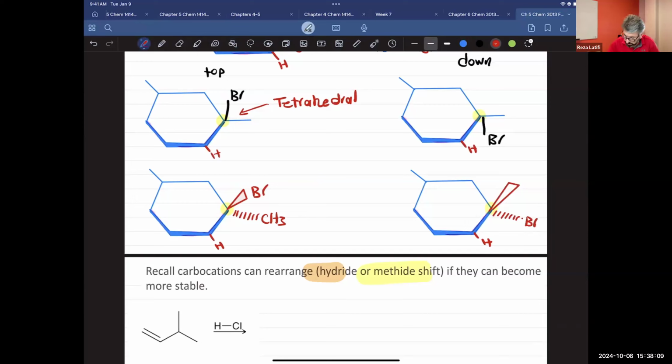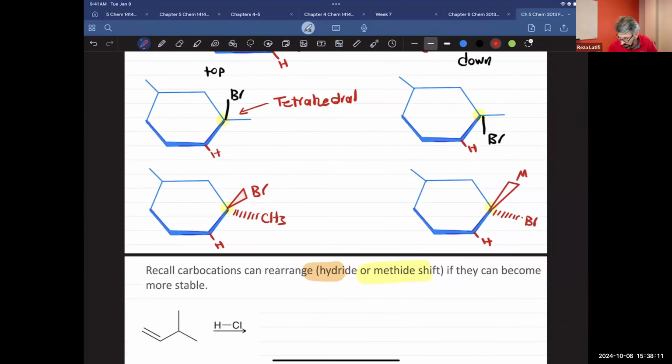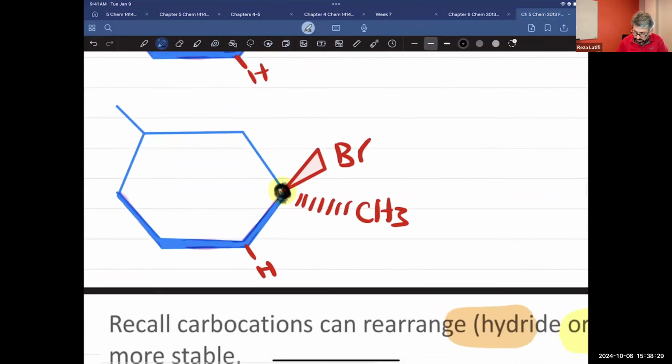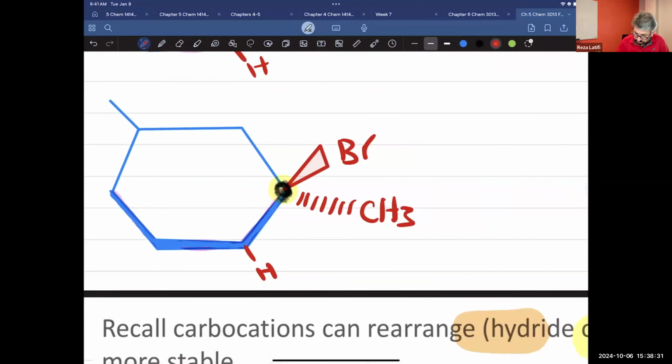This is the methyl group, or CH3. Let's assign the configuration. Now we have the stereocenter, and we need to assign it. So I have the stereocenter there. The first one, I have bromide. It's going to get the highest priority.